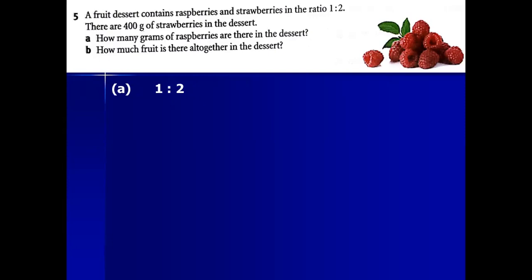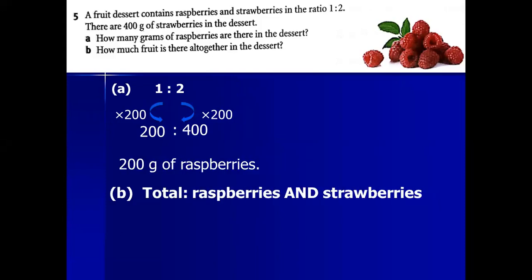Part B. Go ahead. How much fruit is there altogether in the dessert? We say that there's 400 of strawberry and 200 of raspberry. Together, 600. Thank you. Excellent. Good job, Habib.